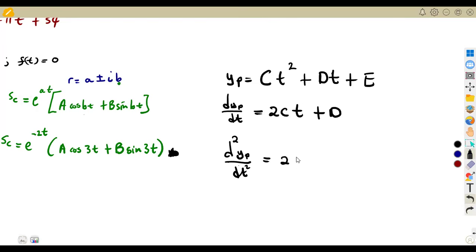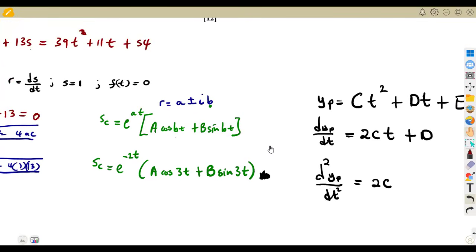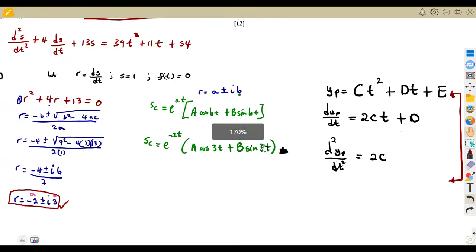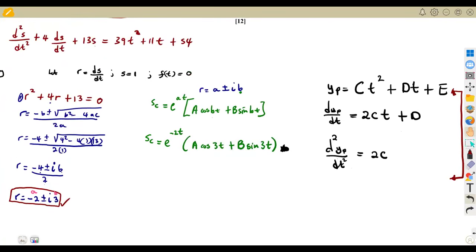This is going to give us 2c. D is a constant, so it's going to give us a 0. So here, what is it that we are simply doing? We have to substitute these correspondingly into the derivatives that we are given before. That is how you work with a particular solution. So we substitute these in place of the second derivative of s with respect to t. All right, so that is how we're going to have it.